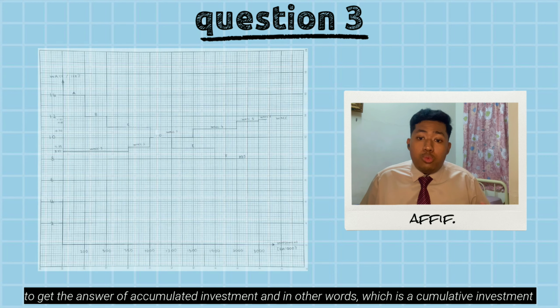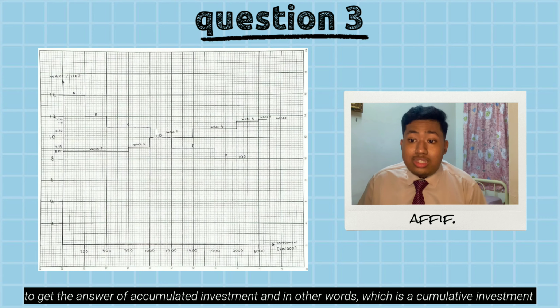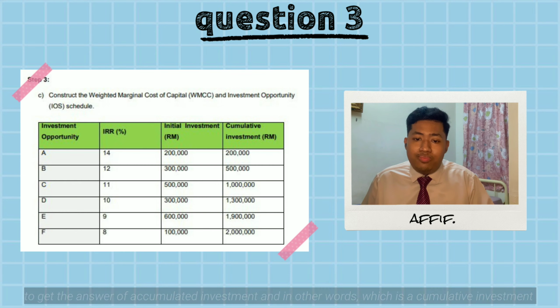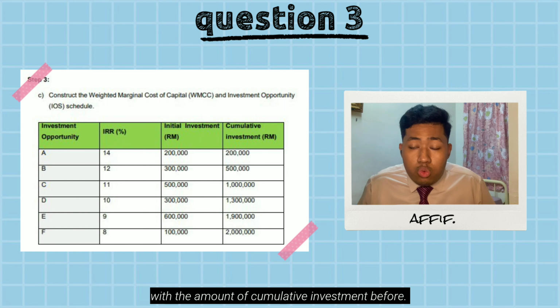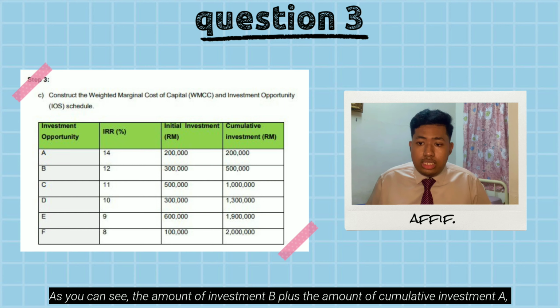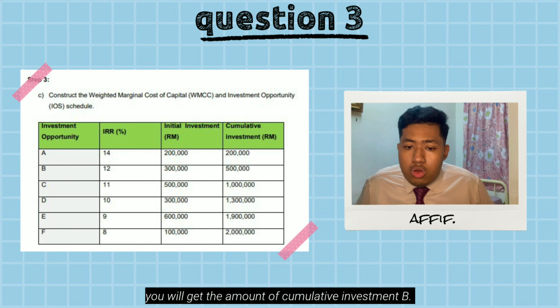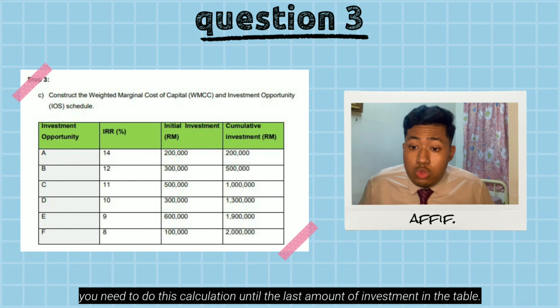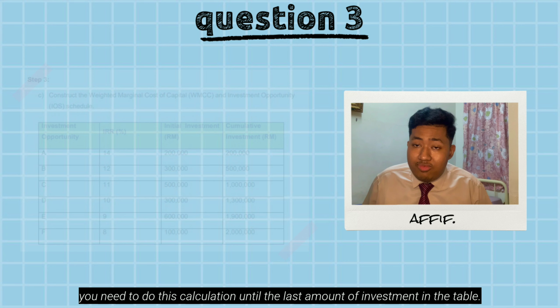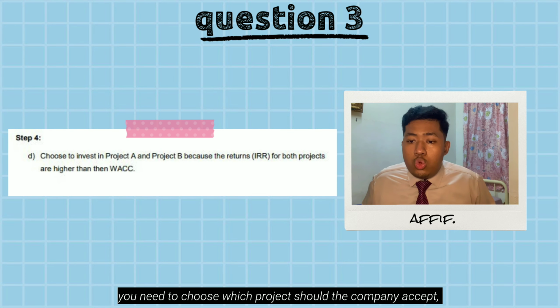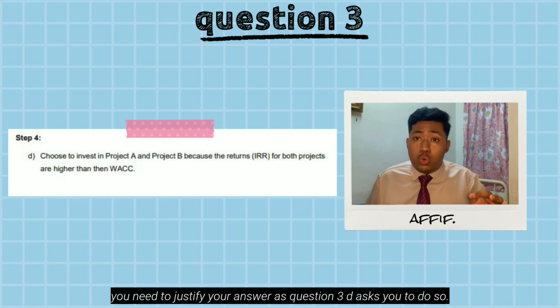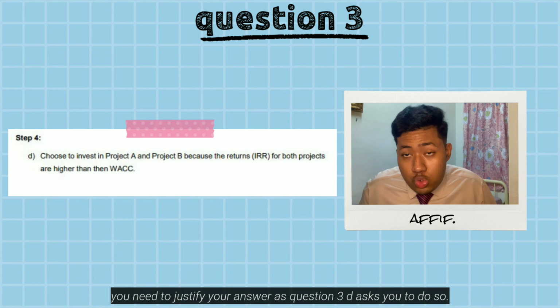To get the answer of accumulated investment, in other words cumulative investment, like on the table, you need to add the amount of investment with the amount of cumulative investment before. As you can see, the amount of investment B plus the amount of cumulative investment A, you will get the amount of cumulative investment B. You need to do this calculation until the last amount of investment in the table. And the last step, which is the fourth step, you need to choose which project the company should accept. You need to justify your answer as question 3D asks you to do so.